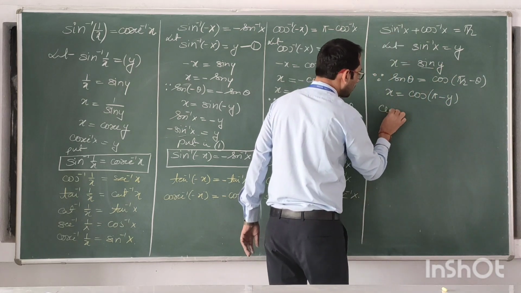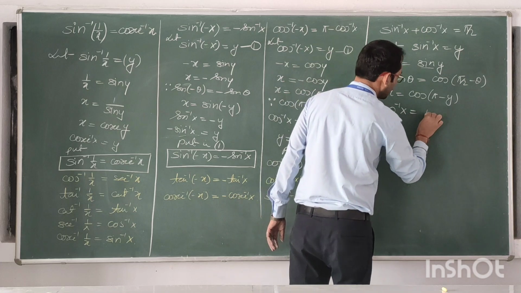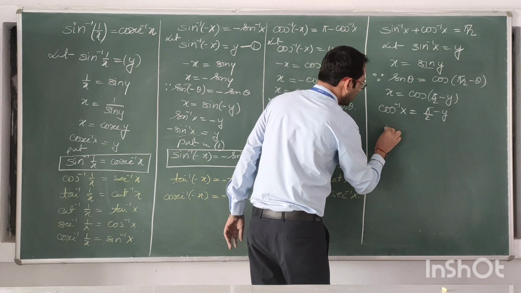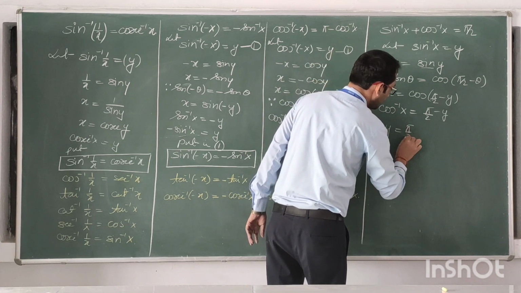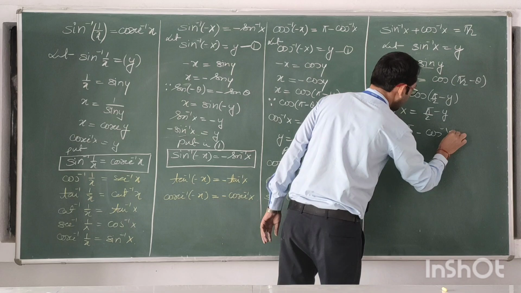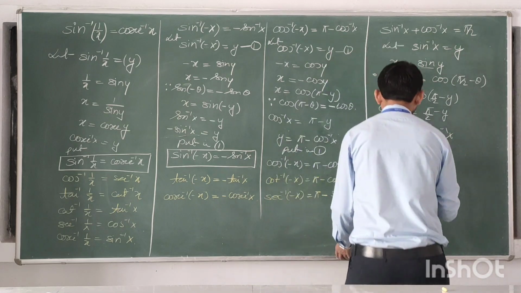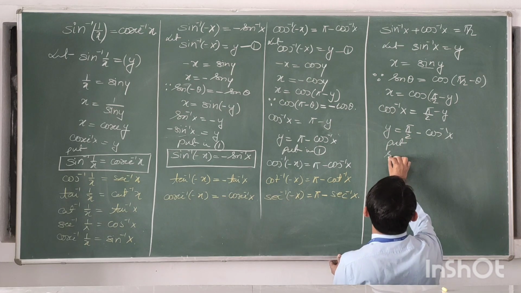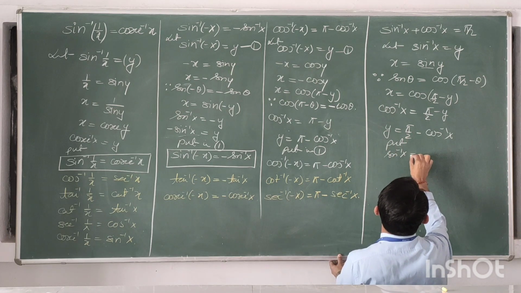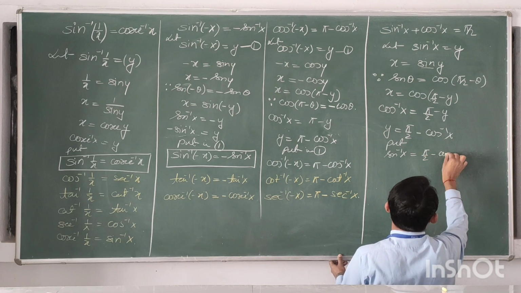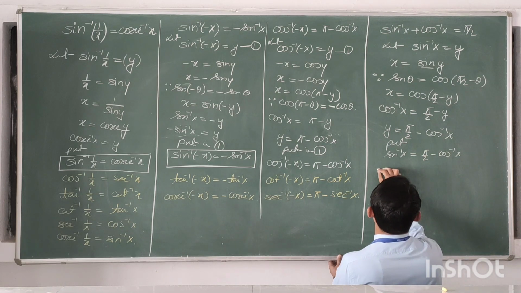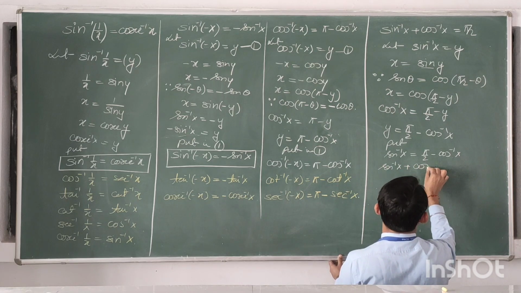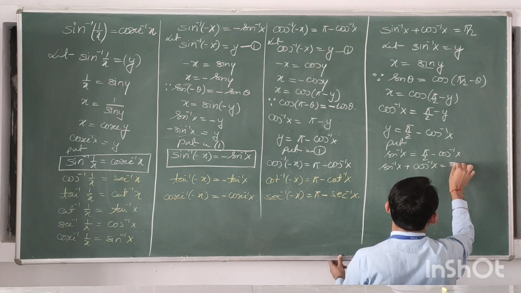Cos, I am taking on the other side, cos inverse x equals pi by 2, my mistake, it is pi by 2. So y can be written as pi by 2 minus cos inverse x. Y value I am going to put. So sin inverse x equals pi by 2 minus cos inverse x. Sin inverse x, this I am taking onto this side, plus cos inverse x equals pi by 2.